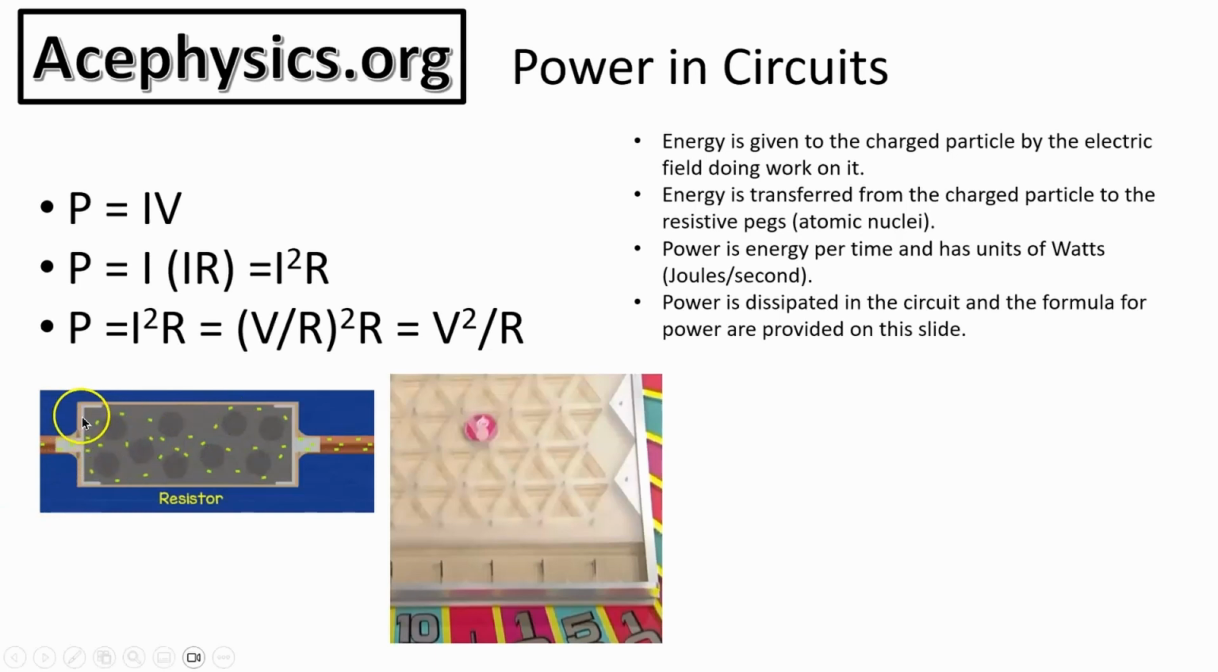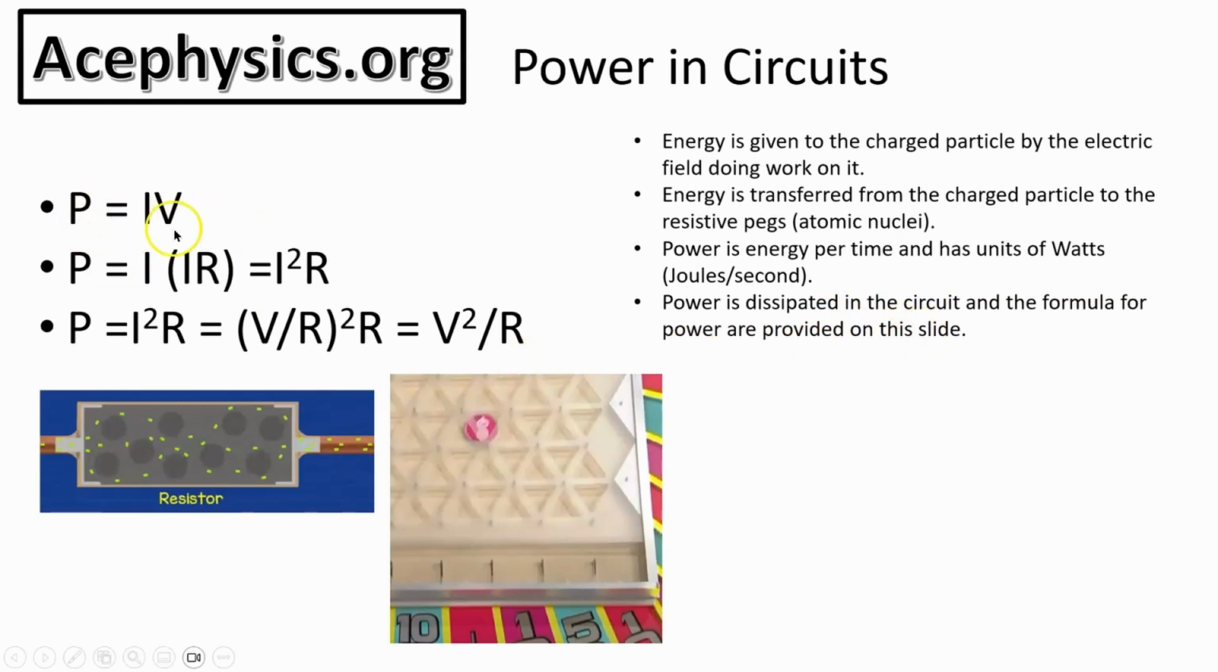And the reason is because there's work being done on these particles by the field, but then they're running into these atomic nuclei or resistive pegs, which is causing them to slow down. Energy is being transferred from the charged particles to the nuclei. Power is energy per time, and the units of power are watts. Power is dissipated in the circuit, and the formulas for power are provided on the slide.